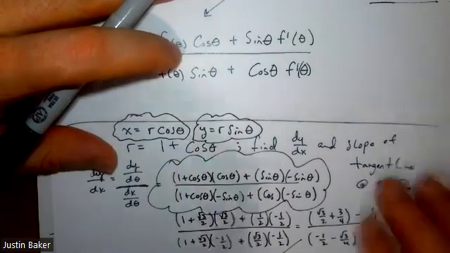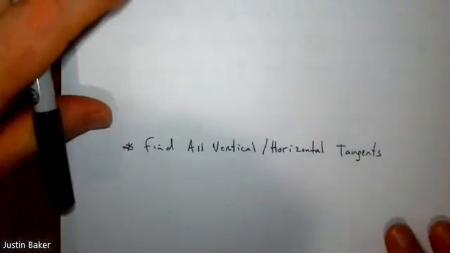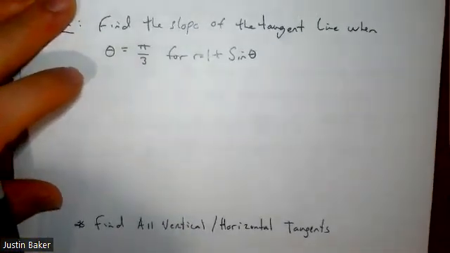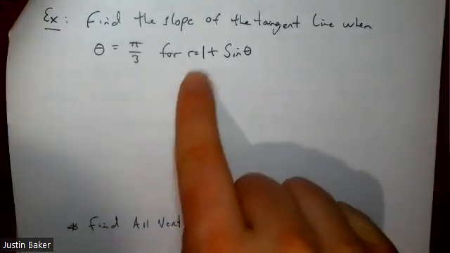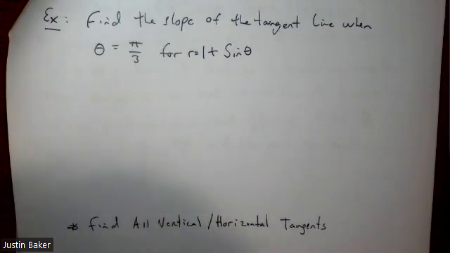No. Okay. All right, let's have you try again here and see what we come up with. So find the slope of the tangent line when theta is equal to pi over 3 for r is 1 plus sine theta. Okay, off you go.